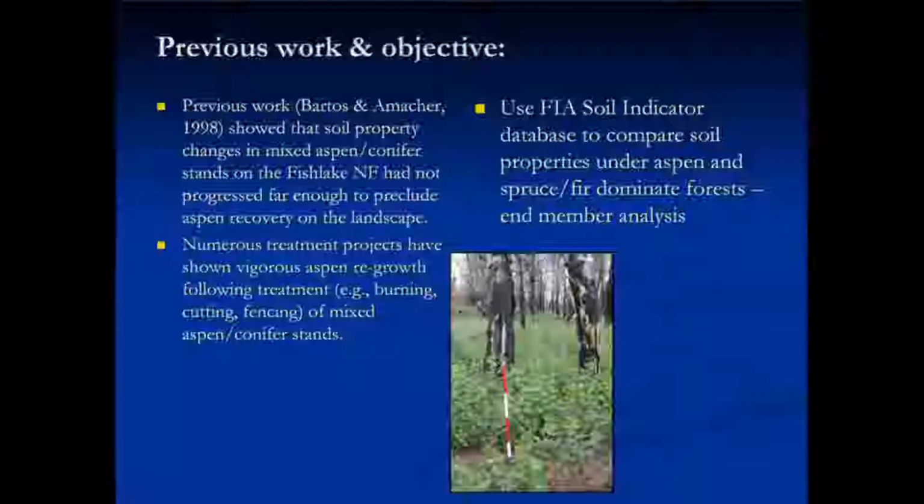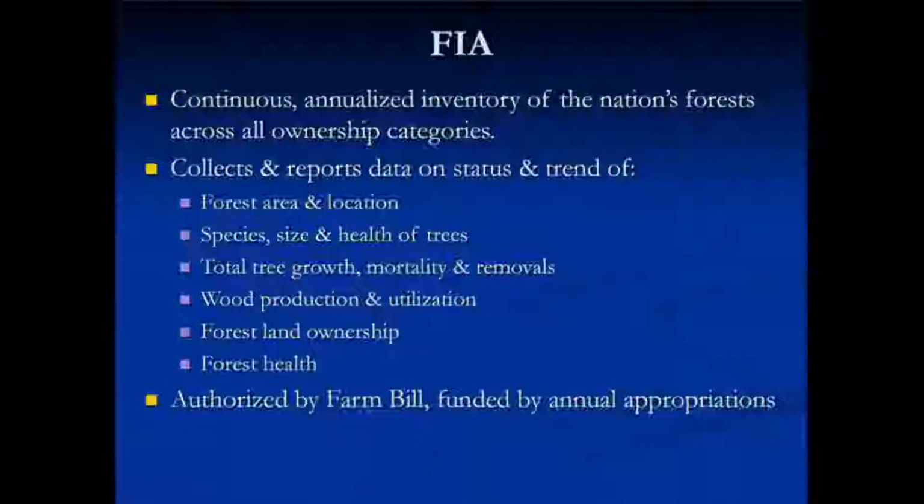Well, fortunately, we now have the means to carry out an end-member analysis, comparing soil properties in forest types dominated by spruce fir and other conifers with aspen. And that's basically what I'm going to talk about for the rest of the time. I need to tell you something about what FIA is. That's the Forest Inventory and Analysis Program. It's a continuous annualized inventory of the nation's forests across all ownership categories. It's basically the nation's forest census.